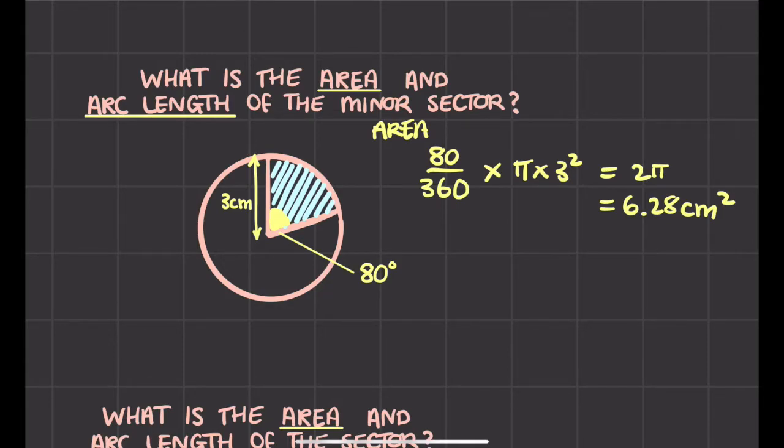Right, what about the arc length? So the arc length of the minor sector, so that's this length here. So again, let's write it here, arc. I've got 80 out of 360 degrees, but I've got that fraction of the circumference. So the circumference is 2 times pi times r. So r here is 3. So I'll type this in my calculator. What do I get now?